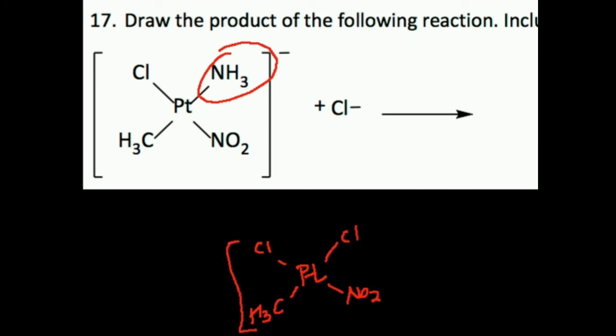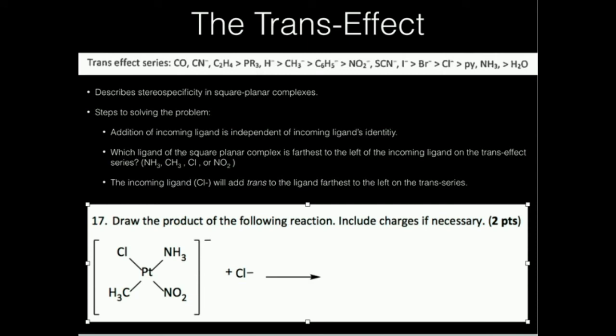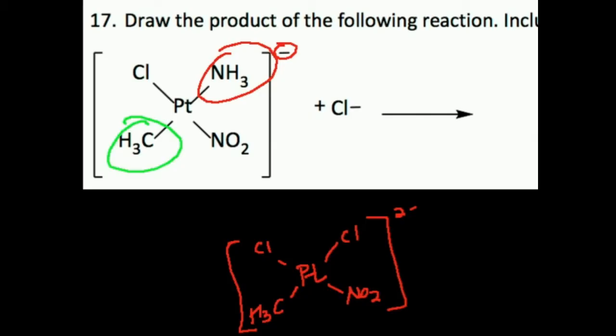And we're not really so much concerned here about the overall charge, although it does go down by 1 because ammonia is neutral and chloride's negative, so this is now going to be 2 minus because it originally started as a minus 1. The point is that the way you solve a trans effect problem is you look and find the ligand that is farthest to the left on the trans effect series. If your order was reversed, just understand it's the one that has the highest trans effect. In this case, it's the methyl group, so that means the ligand is going to add trans to that group, so it has to add right across. And that's why the incoming ligand went there.